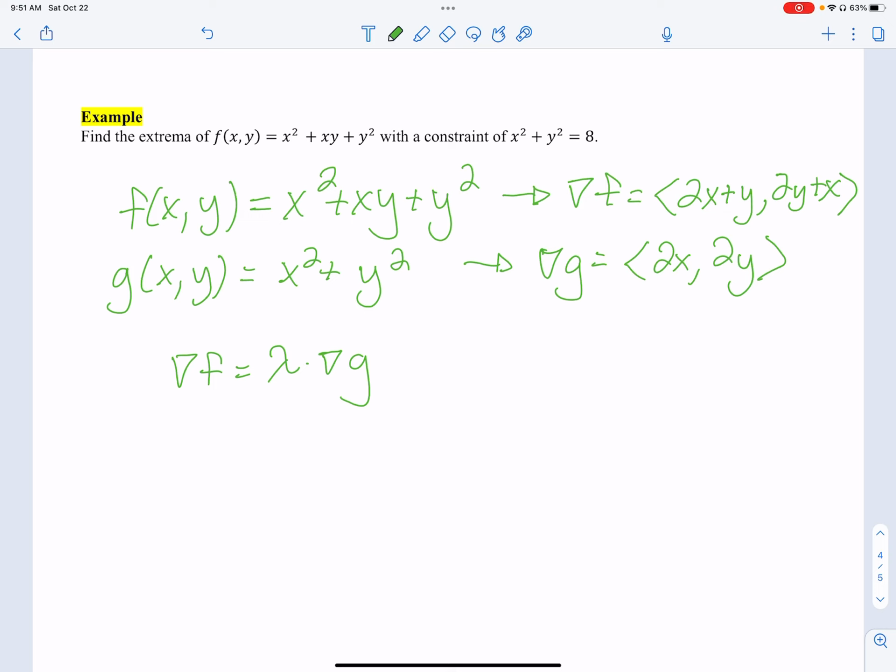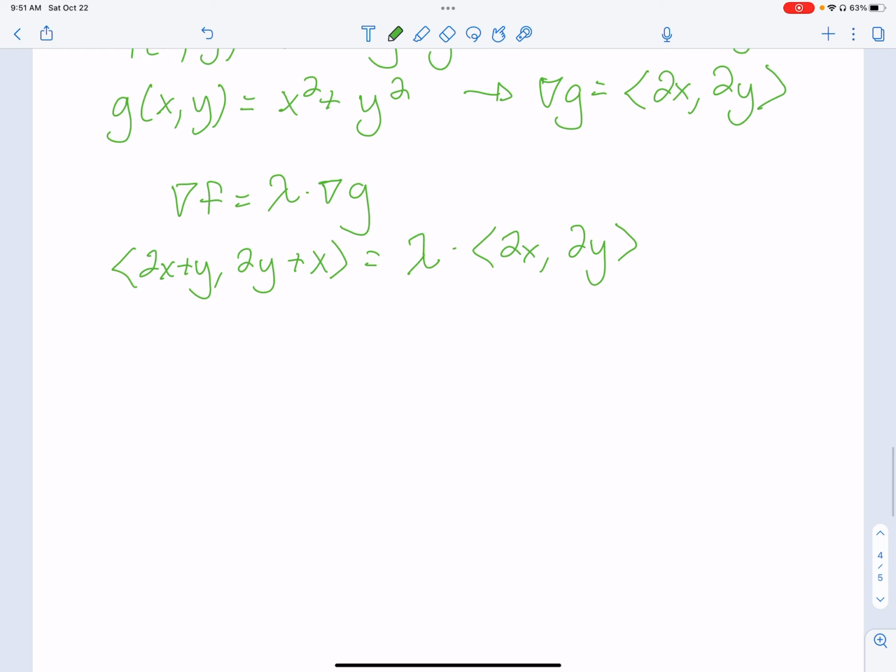All right, so I'm going to set these equations up. I got 2x plus y, 2y plus x is equal to some lambda times 2x and 2y. All right, so I get two equations here. This one's a bit tricky, so this is why this example's in here. 2x plus y equals 2 lambda x, and then we also have 2y plus x equals 2 lambda y.